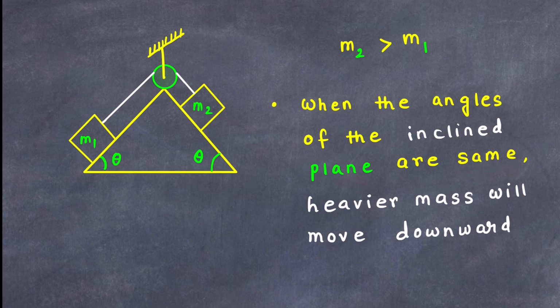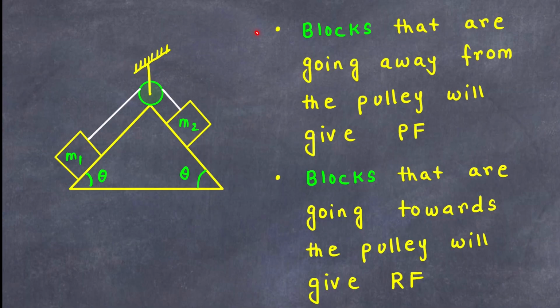So what will happen now: the heavier mass will move downward and the lighter mass will move upward. As m2 is heavier than m1, m2 will move downward or away from the pulley, and m1 will move upward or towards the pulley. The blocks that are going away from the pulley will give us the pulling force, and the blocks that are going towards the pulley will give us the resisting force.